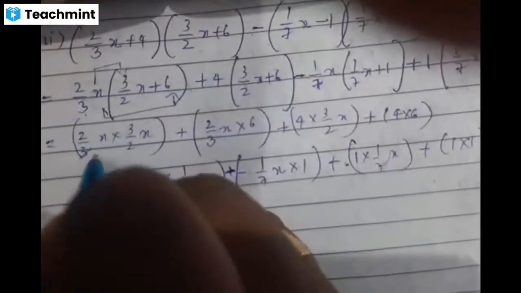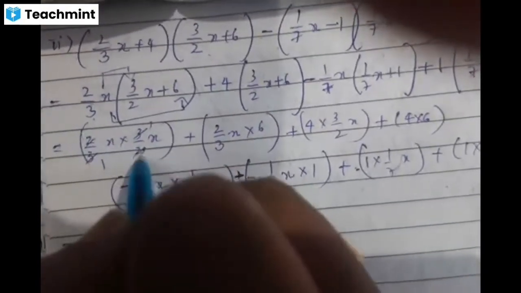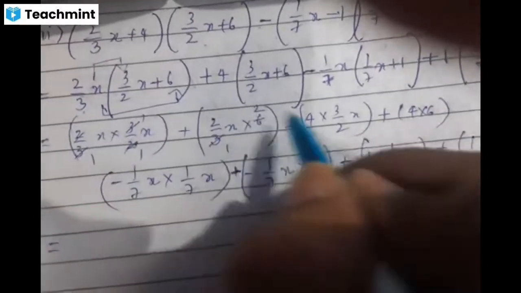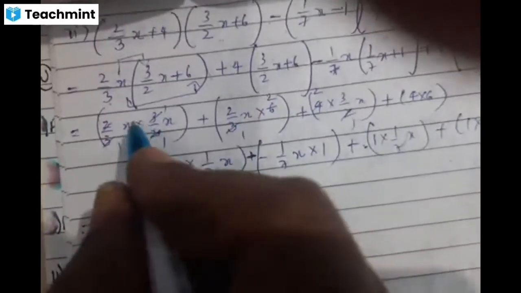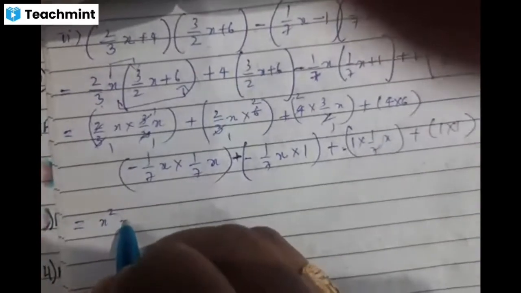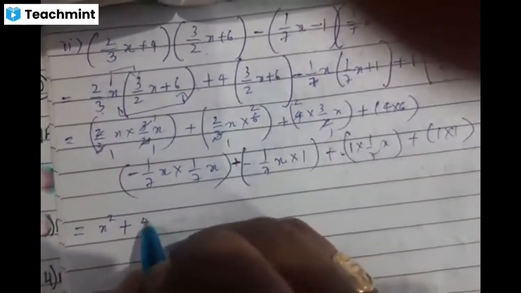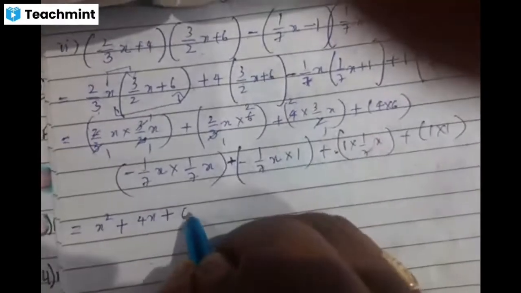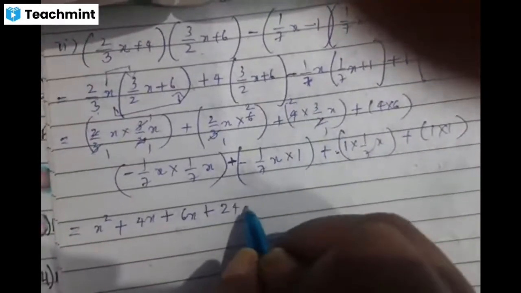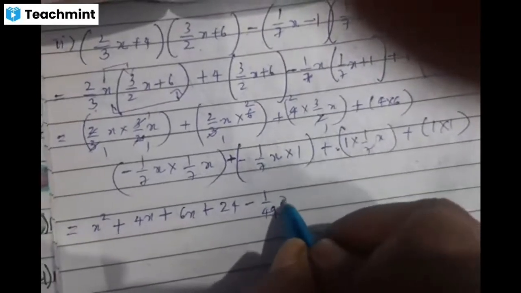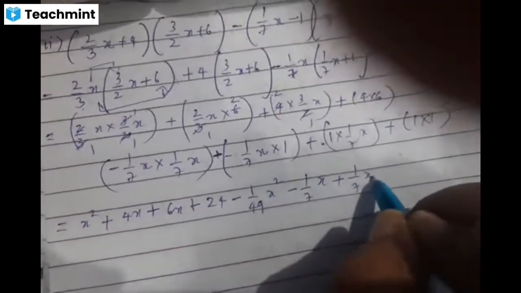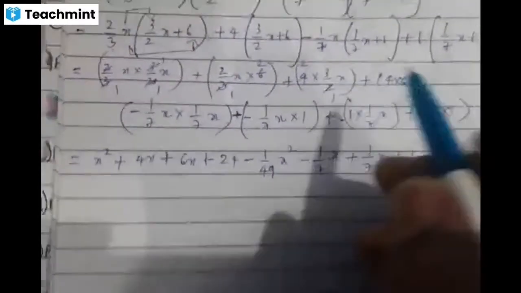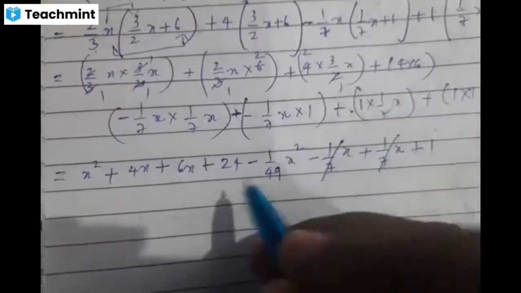Now you can observe, you can cancel: 3 ones are 3, 3 ones are 3, 2 ones are 2, 2 ones are 2. Here you have 3 ones are 3, 3 twos are 6, 2 ones are 2, 2 twos are 4. Further no cancellation. So you are left with x into x is x square, plus 2 twos are 4x, plus 2 threes are 6x, plus 4 sixes are 24, minus 1 by 49x square, minus 1 by 7x, plus 1 by 7x, plus 1. Children, here minus 1 by 7x and plus 1 by 7x get cancelled.